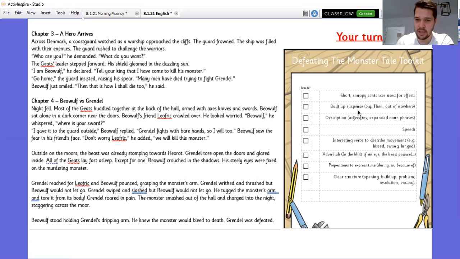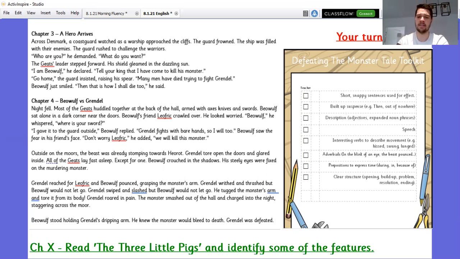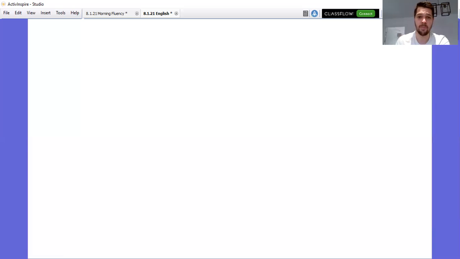Okay, so pause the slide there. See if you can identify these features in the last two chapters here. As a challenge, can you read the Three Little Pigs? If you have time, can you read the Three Little Pigs and identify some of the features in that traditional tale? Have fun.